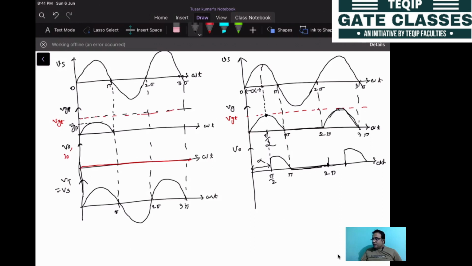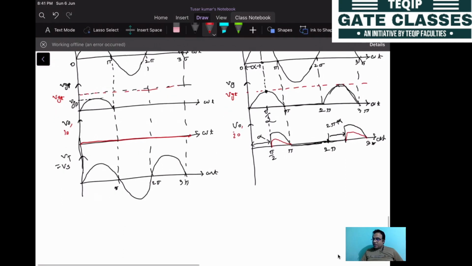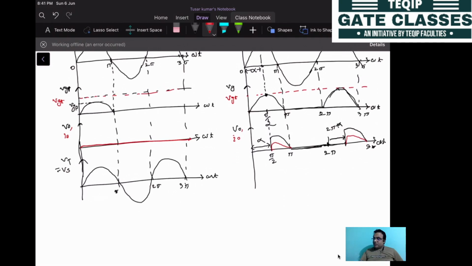So this angle will be 2 pi plus alpha. This is 3 pi. So like that you will be getting V0. Then what will be I0? I0, because let's assume that it is a resistive load, so if you plot I0, it will be just a reduced amplitude of this one. Reduced amplitude, but the durations where it will be switched on, that will be same.